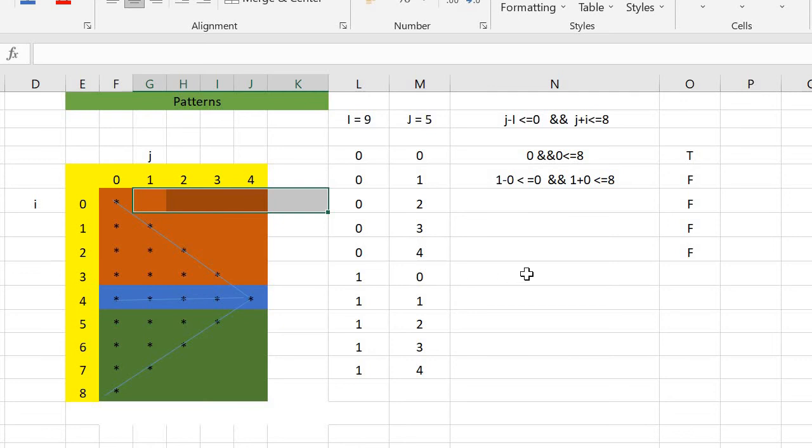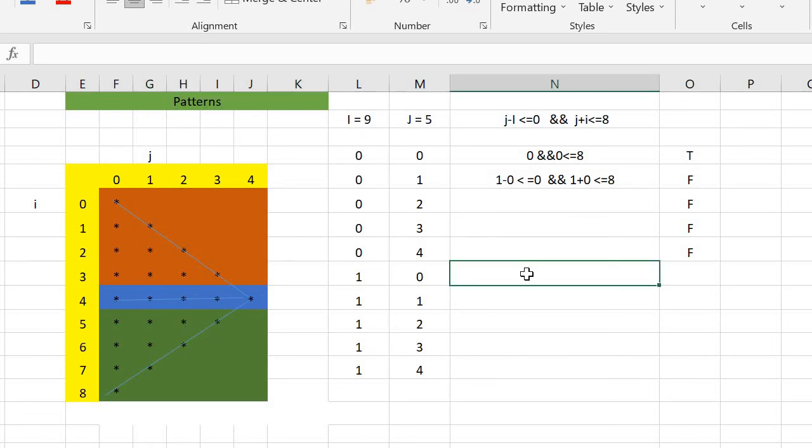Let us now move on over here. Again, j minus i, so 0 minus 1 is less than or equal to 0. The condition is true. Similarly, j plus i, 0 plus 1 is less than or equal to 8. We can see here that 0 minus 1 is minus 1, which is less than 0, true. 0 plus 1 is 1, less than or equal to 8. The condition is absolutely true. Therefore, it will print an asterisk over here.